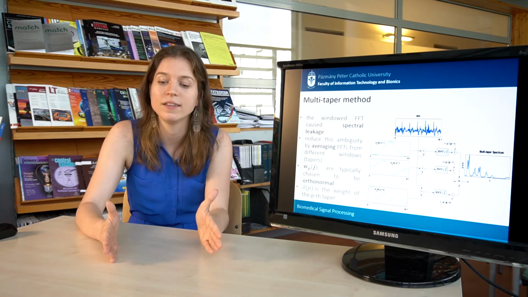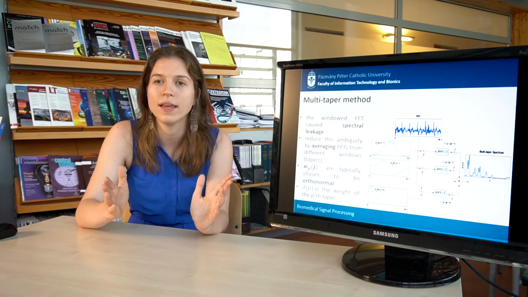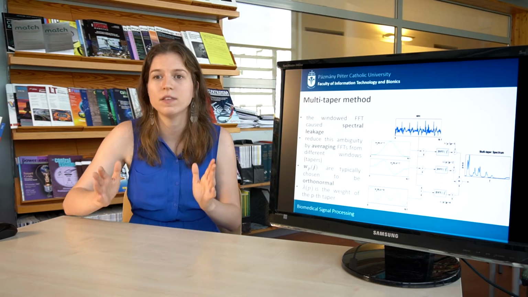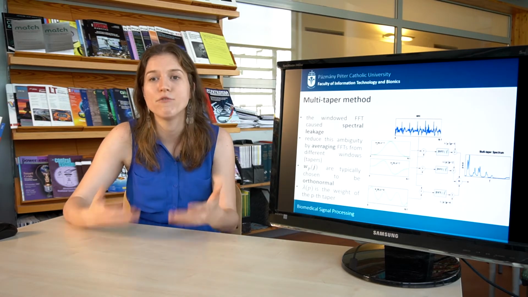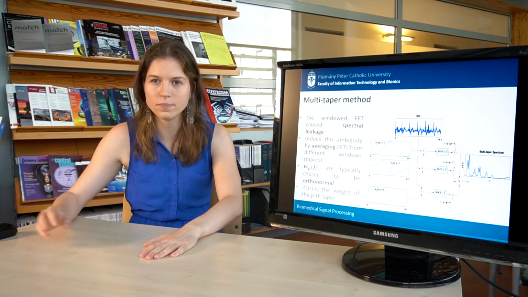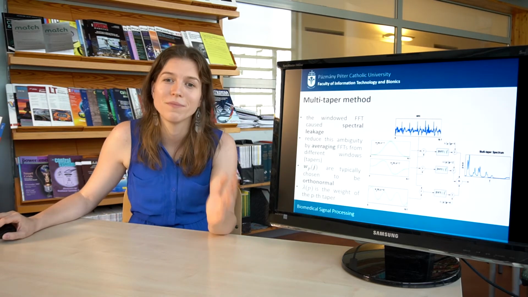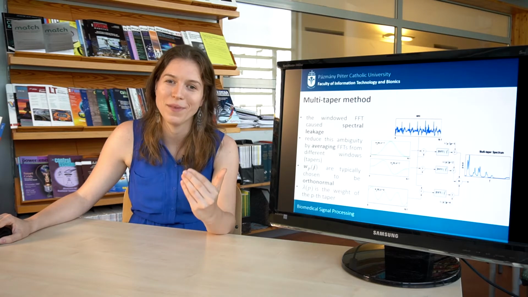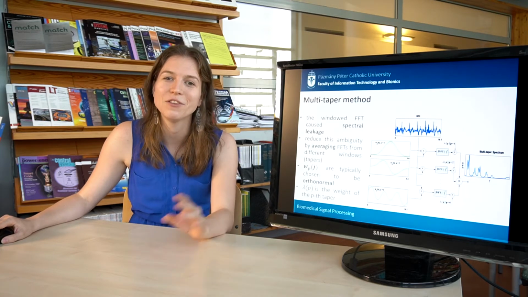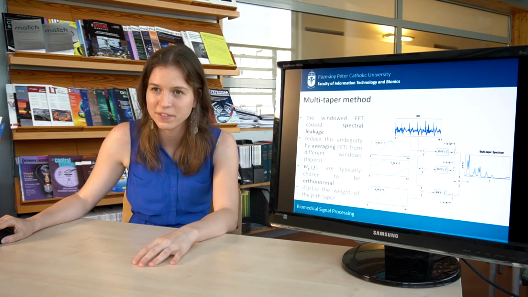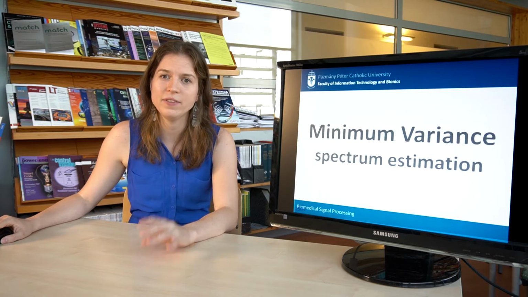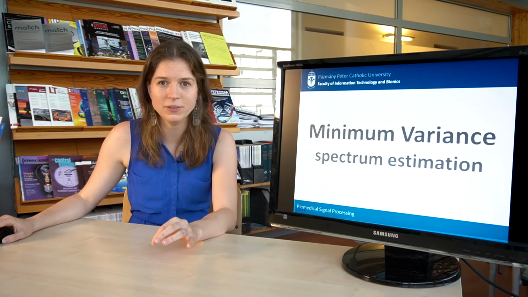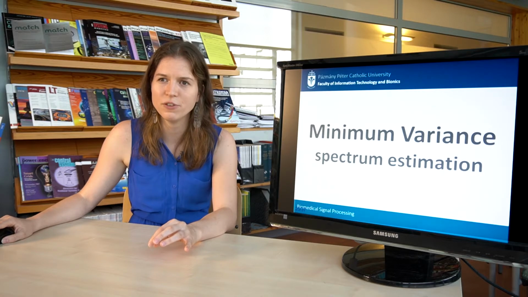So you cut your signal into smaller bits, calculate their spectra separately, and then average all these spectra. This is one method for getting a better spectrum and getting rid of spectral leakage and this variance. Another method is the minimum variance method for spectrum estimation.